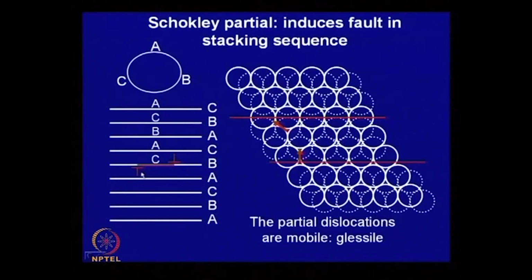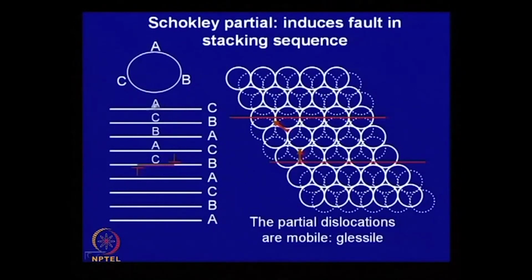That means it need not be exactly opposite, but the Burgers vectors will be subtending some angle, and for simplicity we have represented it as an edge component. Now, this is where the stacking sequence is disturbed. What has happened is you can see that the B layer moves to C, and the C layer will move to A. So, this is how it has changed.